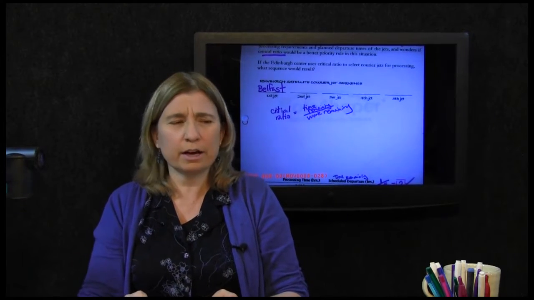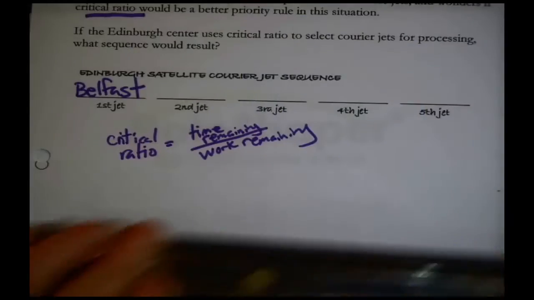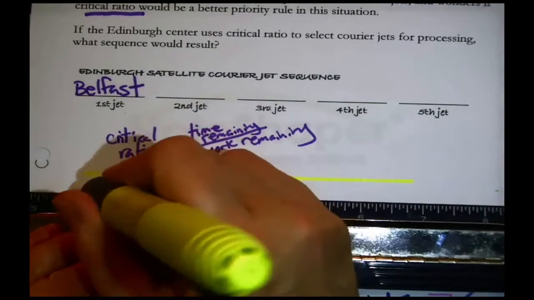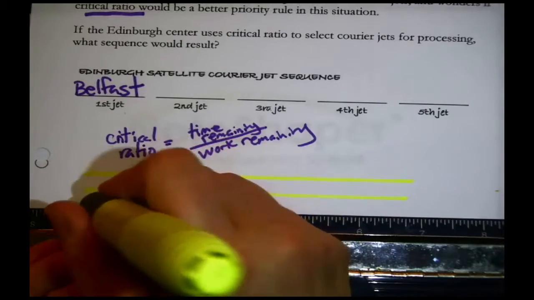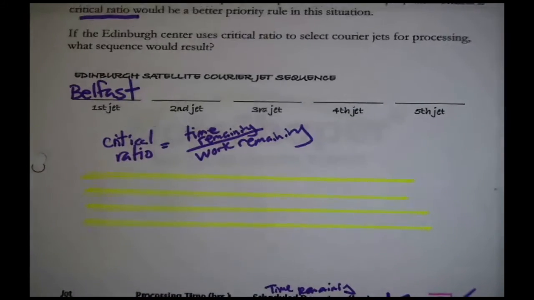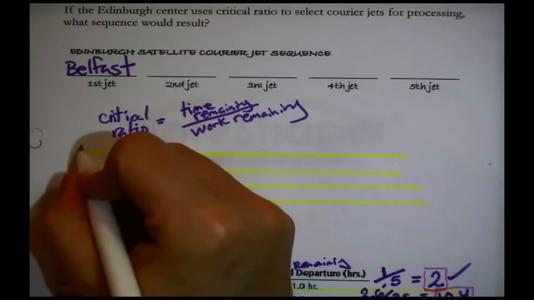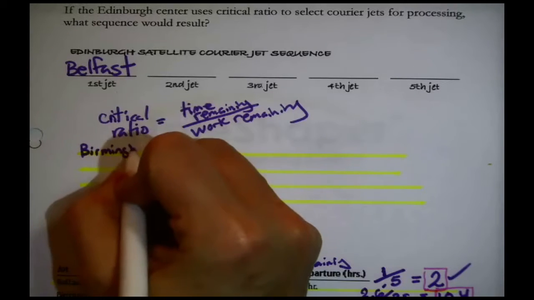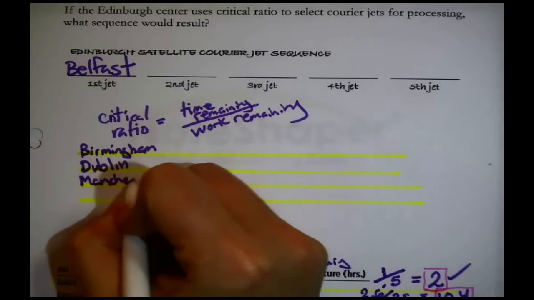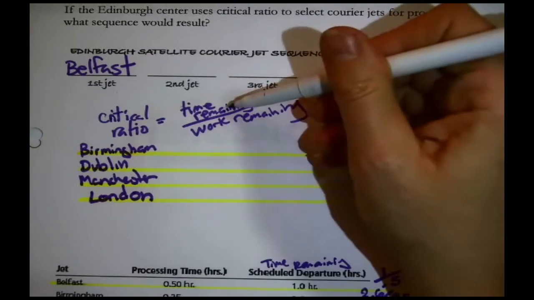You go, oh, okay. How do I do that? It's just tables. Think tables. First off, we're going to create a second set of ratios. The second set of ratios represents the second time that we pick, when it's 0.2 hours later. I am drawing 4 lines. We only need to, at this point, calculate 4 more ratios, because it's only an issue of maybe it's Birmingham, maybe it's Dublin, maybe it's Manchester, or maybe it's London. Critical ratio is always time remaining to work remaining.